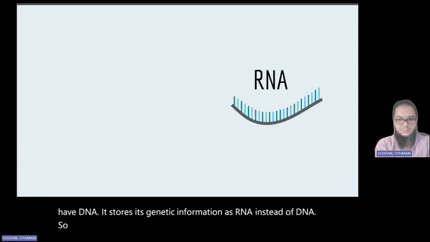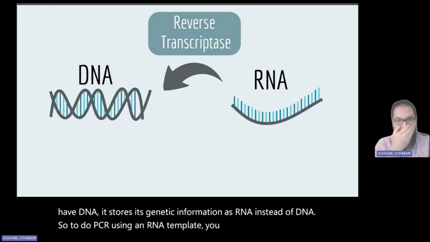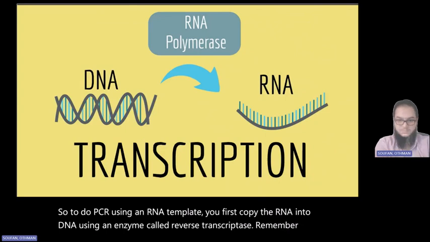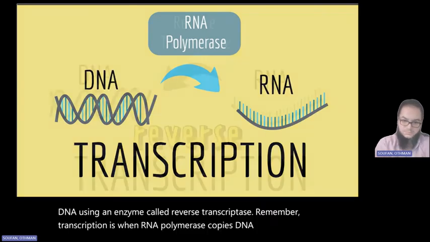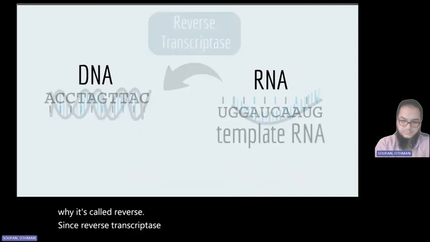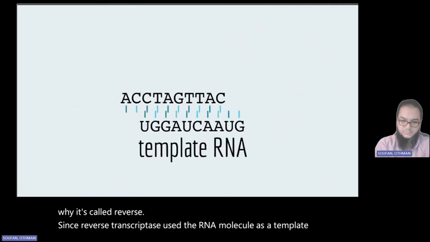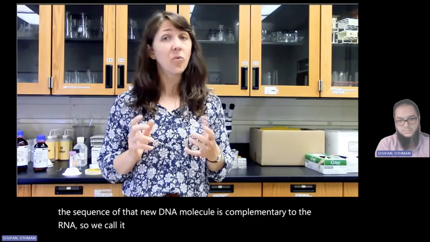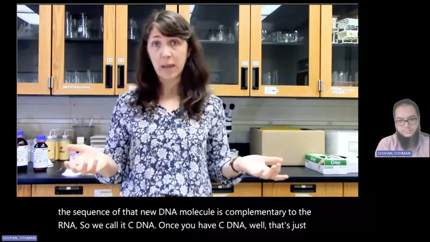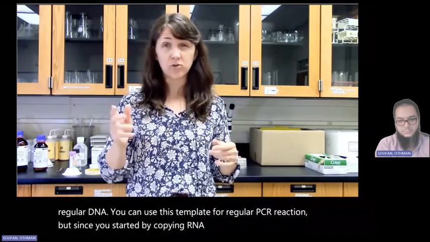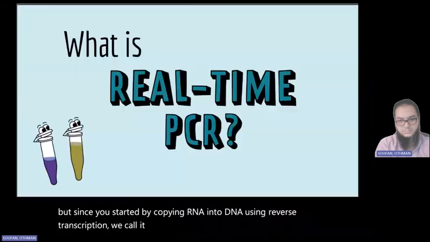So to do PCR using an RNA template, you first copy the RNA into DNA using an enzyme called reverse transcriptase. Remember, transcription is when RNA polymerase copies DNA to make an RNA molecule. Well, reverse transcriptase copies RNA to make a DNA molecule. That's why it's called reverse. Since reverse transcriptase used the RNA molecule as a template, the sequence of that new DNA molecule is complementary to the RNA. So we call it cDNA. Well, once you have cDNA, that's just regular DNA you can use as template for a regular PCR reaction. But since you started by copying RNA into DNA using reverse transcription, we call it reverse transcription PCR.